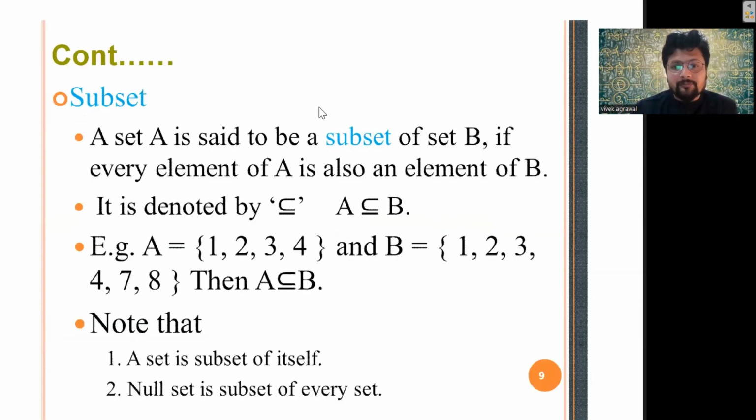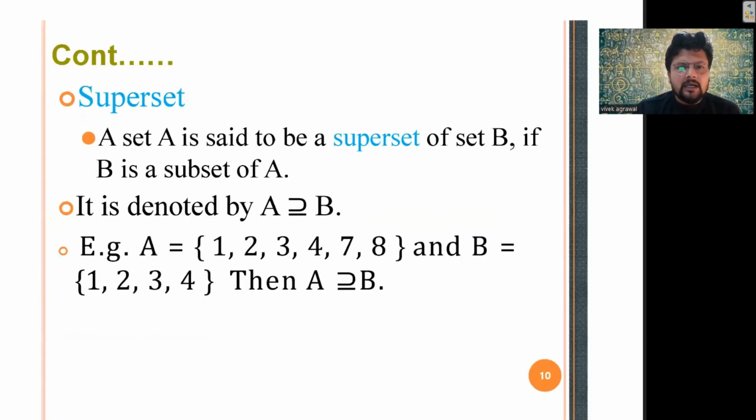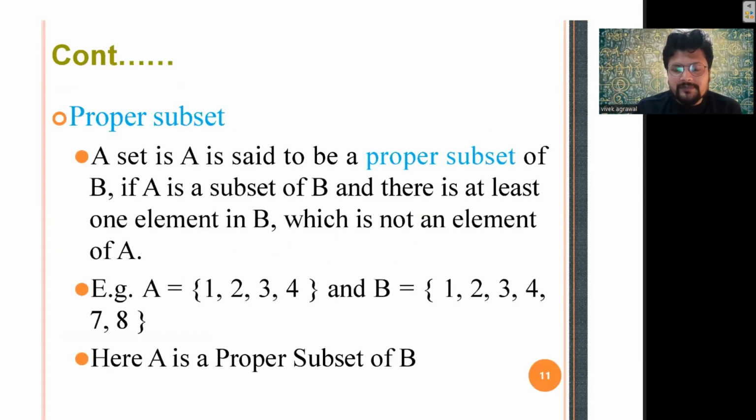Then we discussed what is a subset. A subset is a set which comprises each and every element of the other given set. Here the set A is a subset of B. Then superset. A superset is the bigger set which comprises the elements of the other set. Then we discussed proper subset. Proper subset means there should be some elements which the subset will not have.